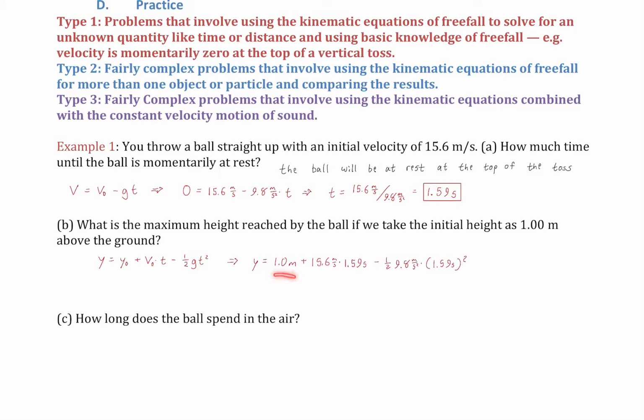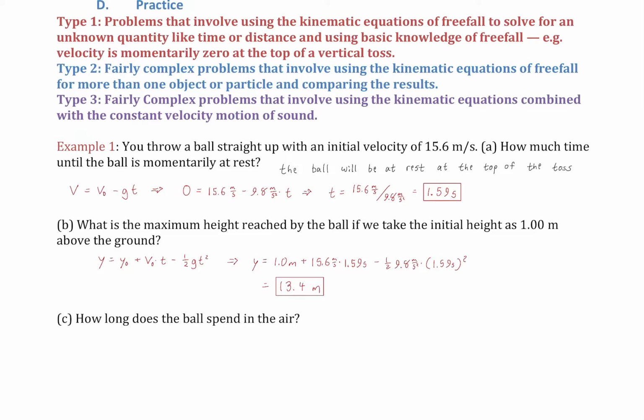All right, we've got our initial 1 meter, our initial velocity, our time to get to the top, right? Because now we know that the time we solved for must be the time to get to the top. Otherwise, how do we even know what the top is, right? Well, we know it's achieved after 1.59 seconds. And so then we end up with 13.4 meters.